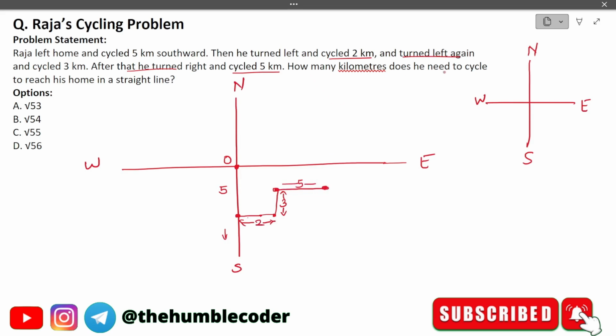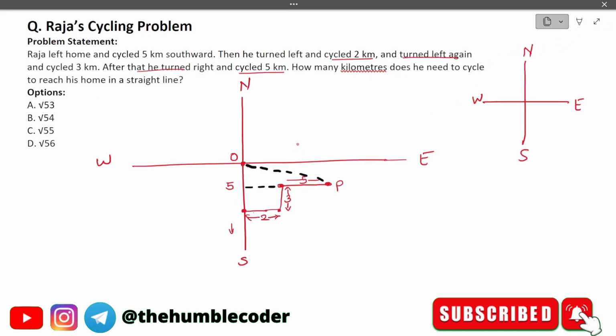Now it is asked how many kilometers he needs to cycle to reach his home in a straight line. Let me mark it down with a different pen. In this one we need to find the distance O to P. If you focus carefully, it is forming a right angle triangle. So we can find this by the Pythagoras theorem, because this is the hypotenuse. Now let's see what the base and perpendicular values are. The perpendicular: total was 5 kilometers, and then he traveled back 3 kilometers, which means this distance is 2 kilometers.